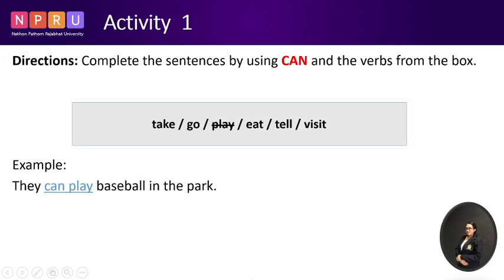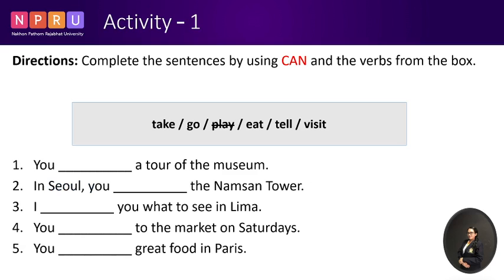So for the activities, directions, in activity 1, you complete the sentences by using the word can and the verbs from the box. These are the words here: take, go, play, eat, tell, visit. So for example, here, you take the word play because that's the answer, plus the word can. They can play baseball in the park. So can plus the verb play makes the sentence correct. As you go along, please complete the following activities in activity 1.